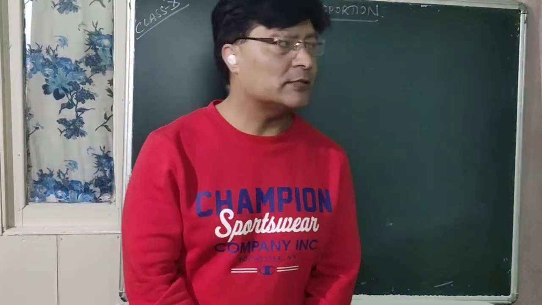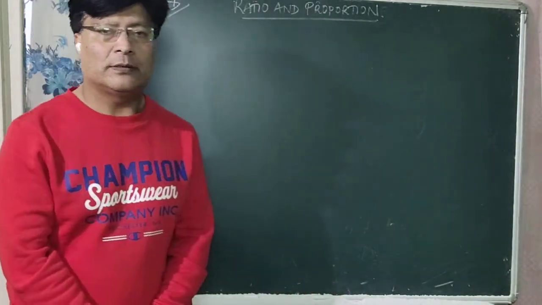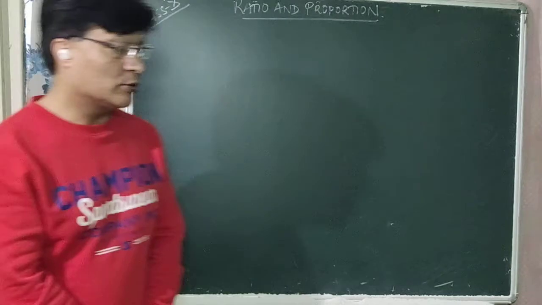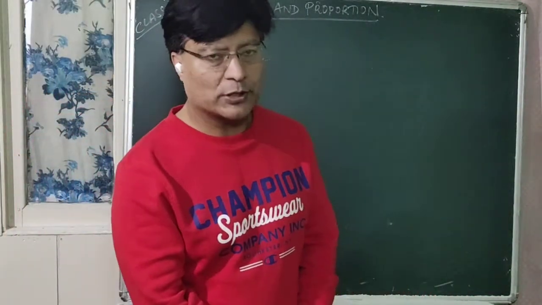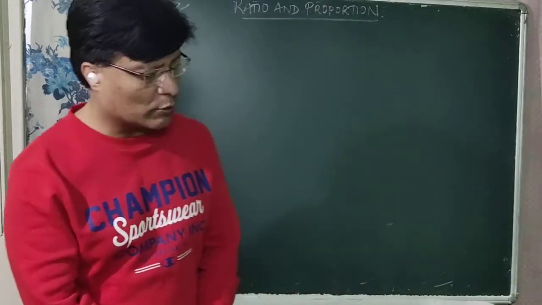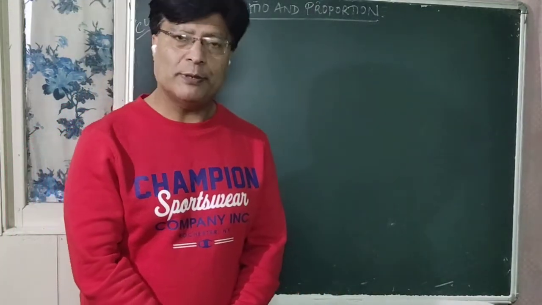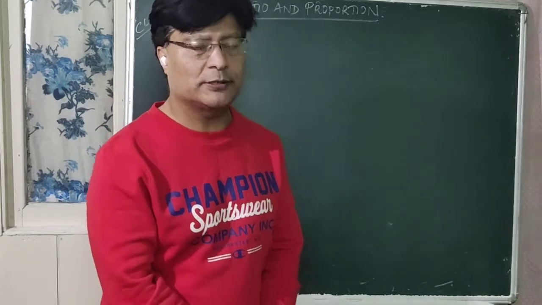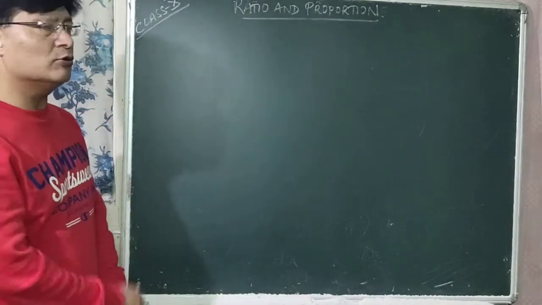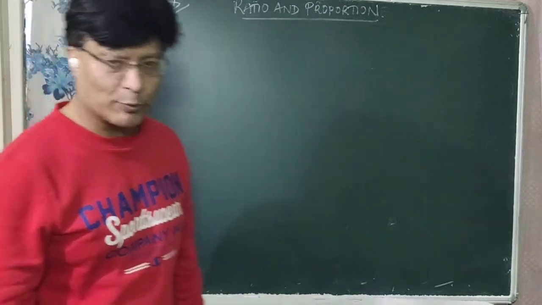So in the last class we finished the topic on surds. So till now we have finished quadratic equation, how to solve a quadratic equation, theory of quadratic equation, simple interest, compound interest, uniform rate of growth and surds. So today we will start the new topic, that is ratio and proportion.